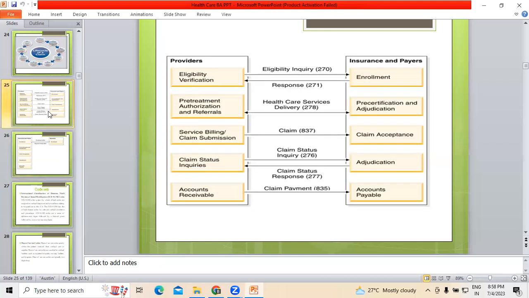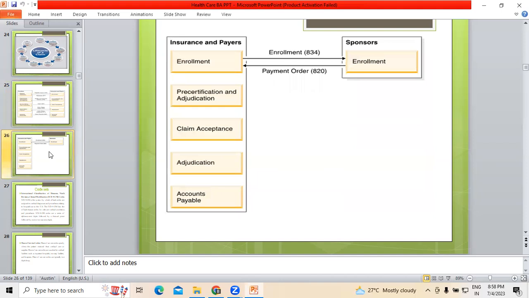Sponsors are nothing but organizations. For example, a person working for an organization: for their employees, the organization is sponsoring healthcare benefits. I'm talking about the employer point of view. Those are considered sponsors. These are the three parties.